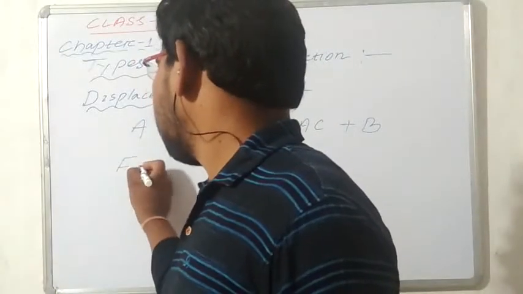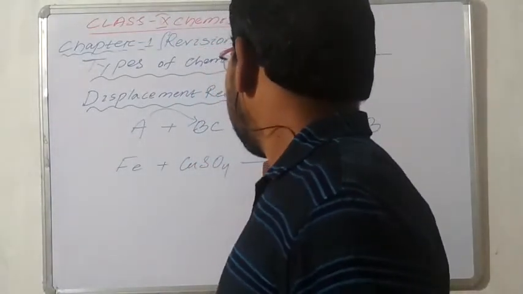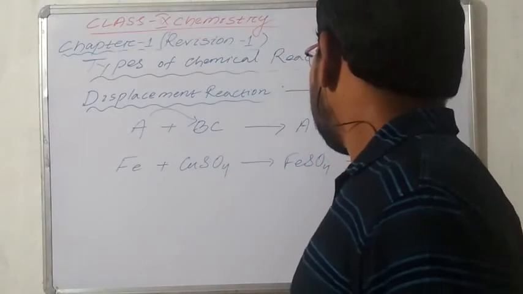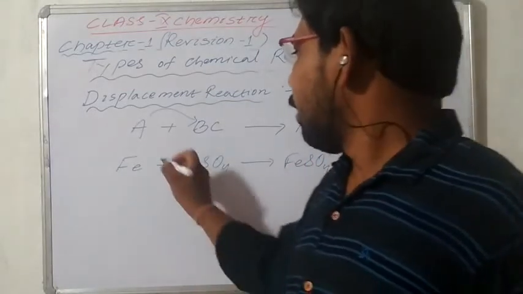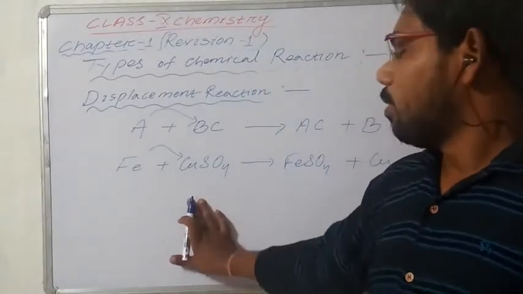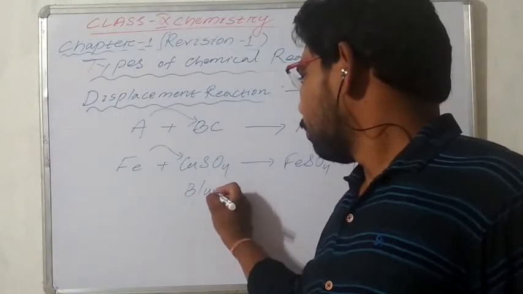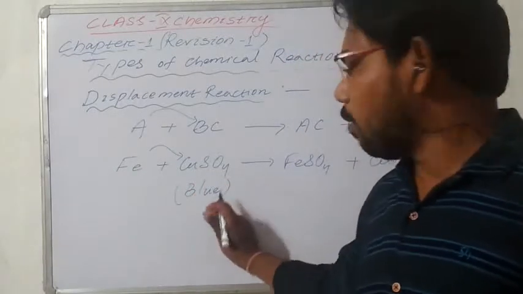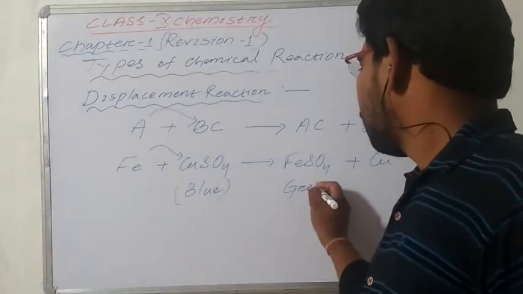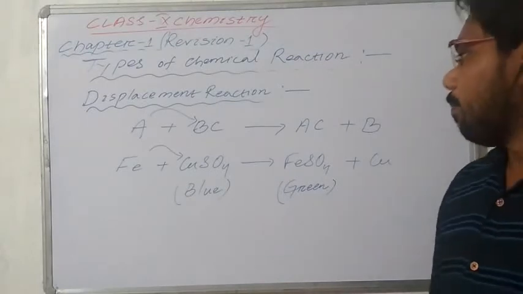The most important example: Fe plus CuSO4 forms FeSO4 plus Cu. Here iron is more reactive than copper. The copper sulfate is blue in color, and this blue aqueous solution of copper sulfate changes into green color. Okay, this is the most important question that will come.